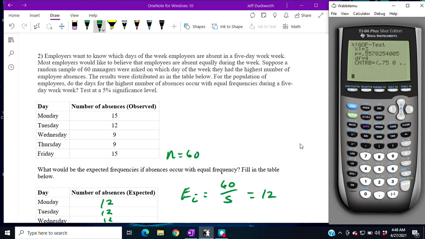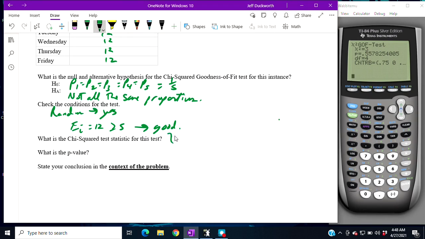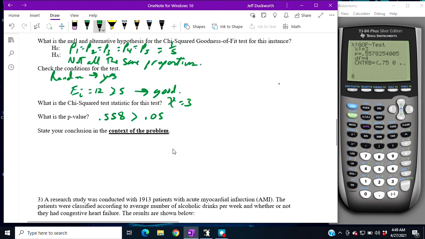All right, so let's enter this information. The chi-squared test statistic is equal to 3, and our p-value equals 0.558. This is, again, greater than 0.05. I think that's the alpha. We can go check. Yep, there's our alpha. That's our significance level, or alpha, so we fail to reject.